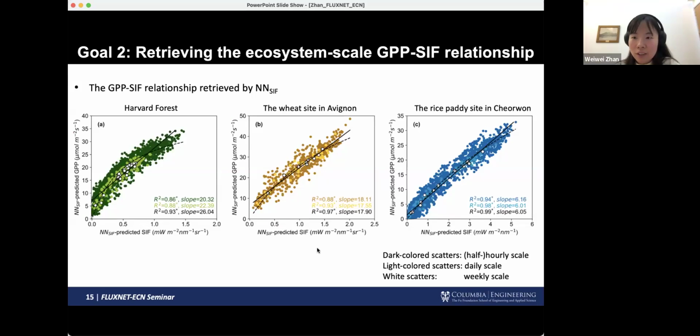As we mentioned earlier, our goals are not limited to just partitioning fluxes. We are also interested in retrieving the relationship between GPP and SIF. This plot shows those retrieved relationships. The x-axis and y-axis are both predicted by our model. For the Avignon site and also the rice paddy site, the retrieved relationship is more linear, but for the Harvard Forest, it is more nonlinear. This supports that our model can retrieve both linear and nonlinear relationships.